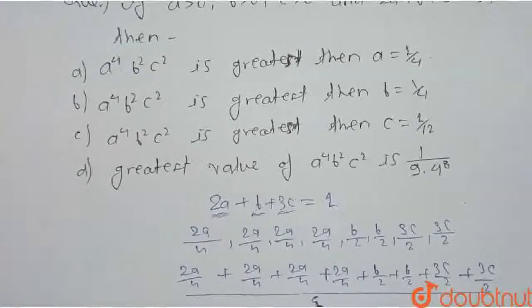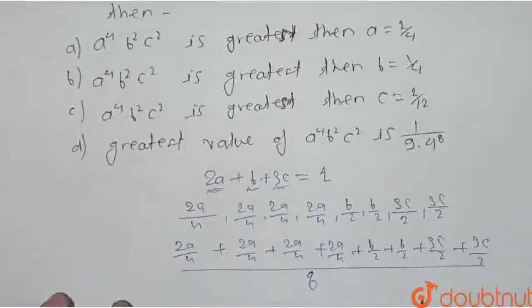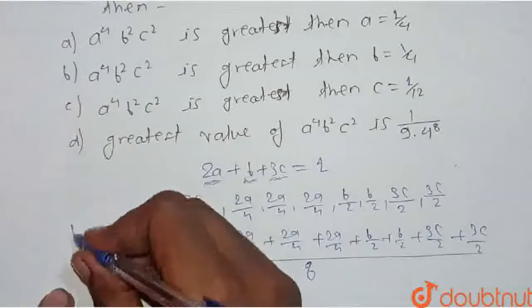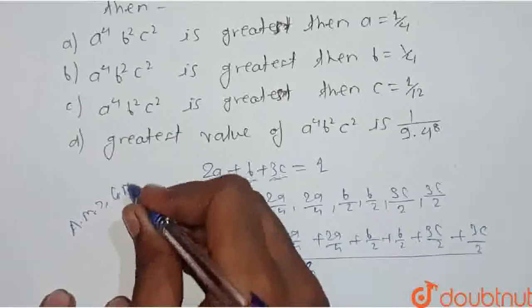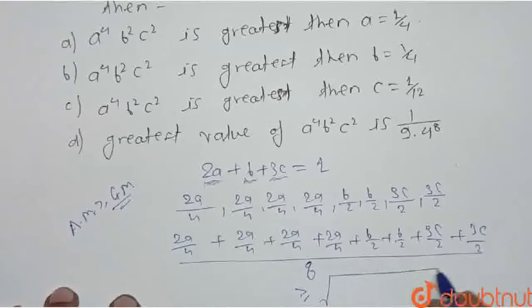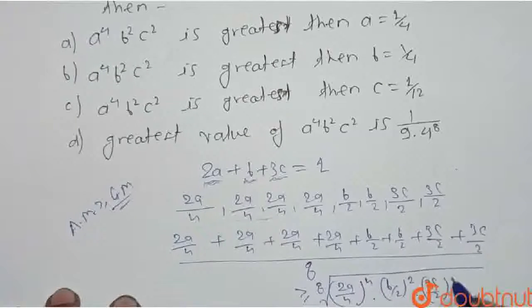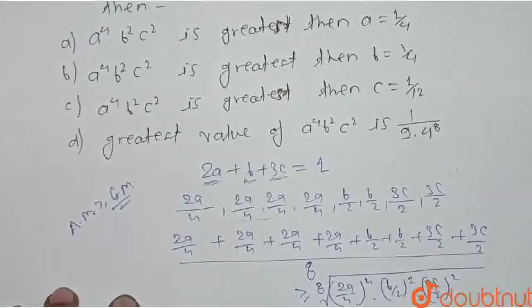So divided by 8, this is our AM for all these terms. If we write the GM for these terms, we know that we are using the concept AM is greater than or equal to GM. So our AM is greater than or equal to the 8th root of these terms: 2a by 4 four times, so we can write 2a by 4 raised to the power 4, and b by 2 is two times, so we can write b by 2 raised to the power 2, and 3c by 2 is also two times, so we can write this. So this is our GM.